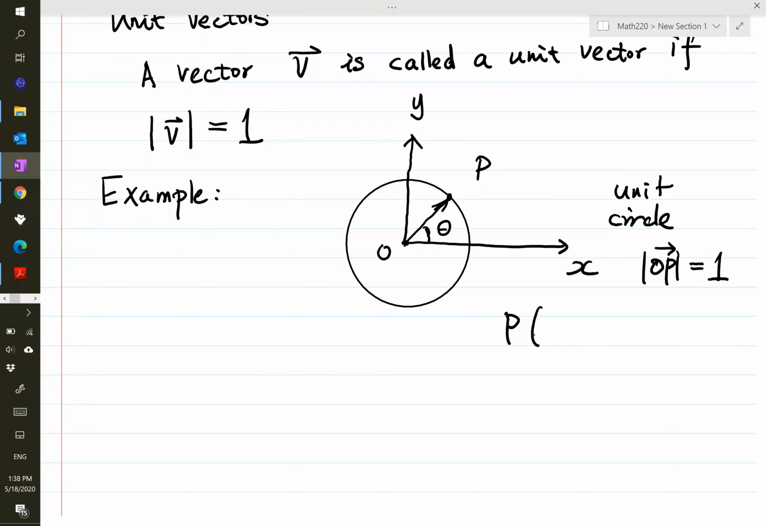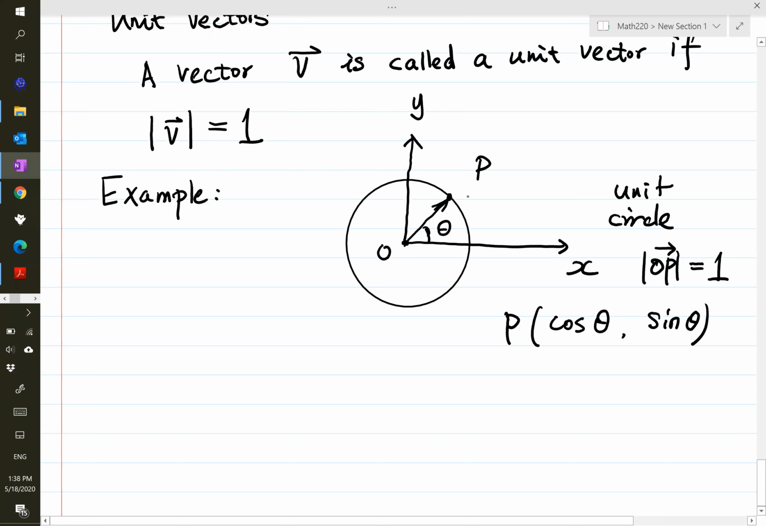What is the XY coordinate of P? We can find it by geometry. The X coordinate is cosine theta, and if you solve the right triangle, you get sine theta for the Y coordinate. OP is 1.